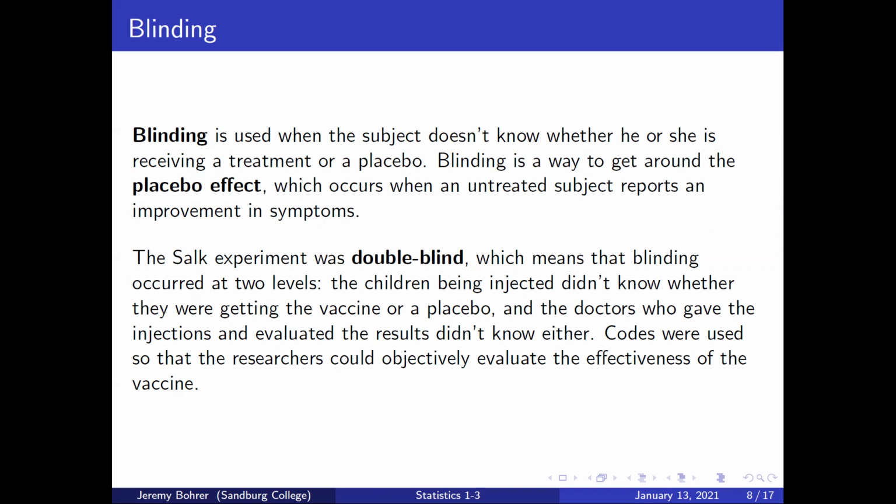The Salk experiment was double-blind, which means that blinding occurred at two levels. The children being injected didn't know whether they were getting the vaccine or a placebo, and the doctors who gave the injections and evaluated the results didn't know either. Codes were used so that the researchers could objectively evaluate the effectiveness of the vaccine.